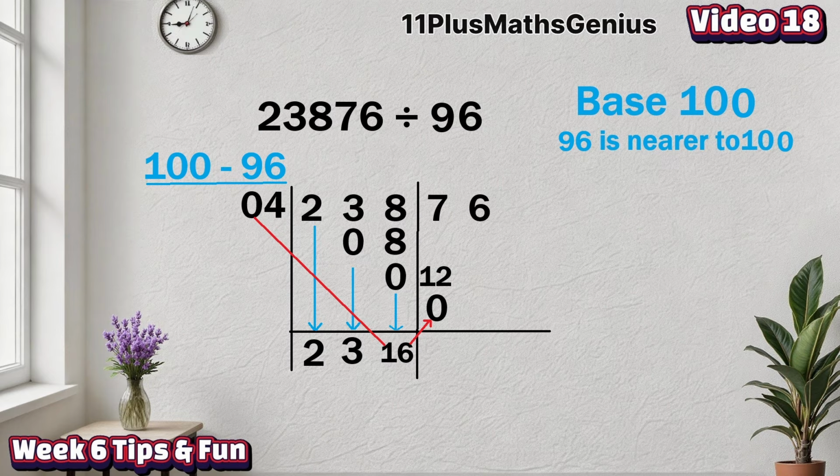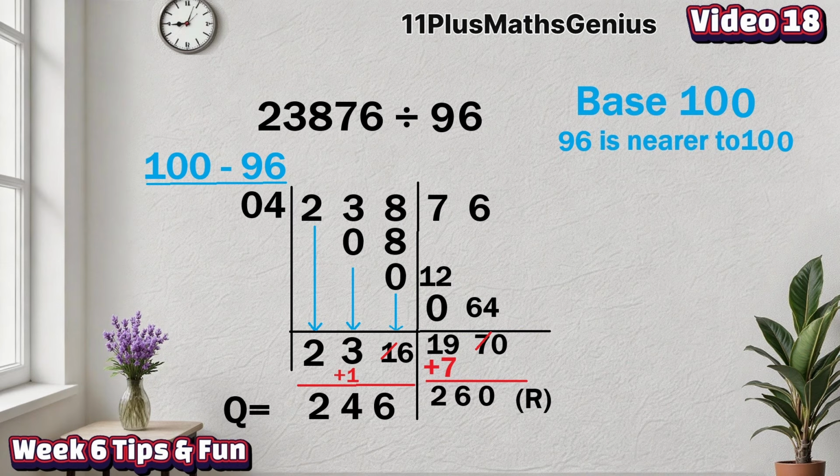0 times 16 is 0. Put it under 12. 4 times 16 is 64. Since we do not have any more digits left, we stop here. Add the decimal column. Now we carry forward. For 70, we keep 0 and add 7 with 19. We have 26. For the quotient part, we keep 6 in one's place and add 1 to 3. So our quotient is 246.